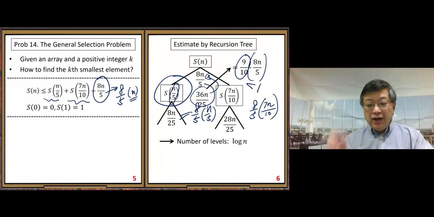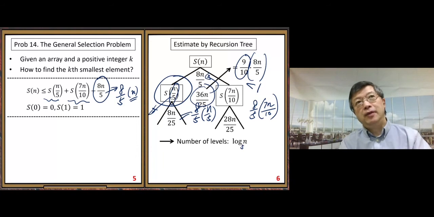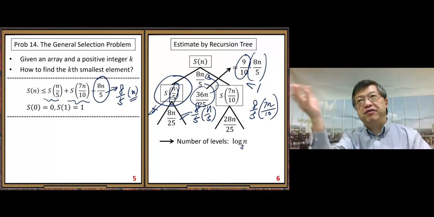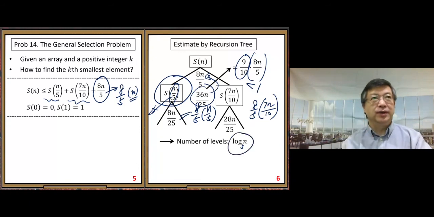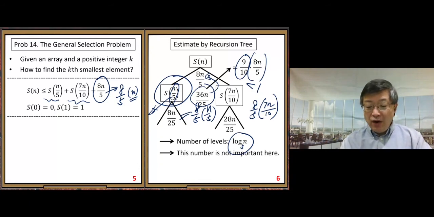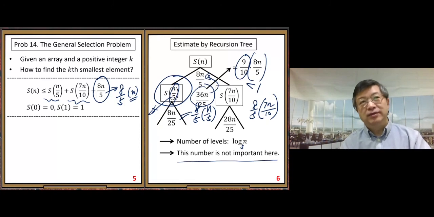All right. The number of levels is still log of n, but this time, because we divide by 5, it is log base 5. This is our estimate for the number of levels. Because our goal is to drop this number, we say this number is not important. If we can drop it, this number is irrelevant. Next, let me show you how we drop that.